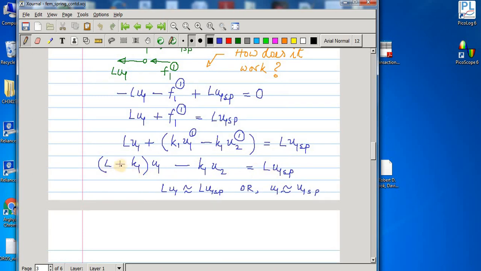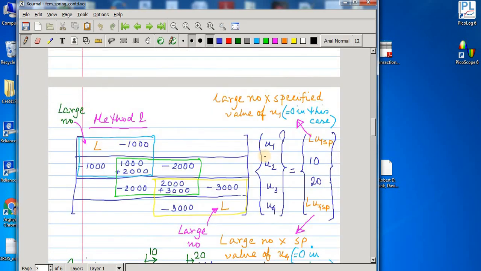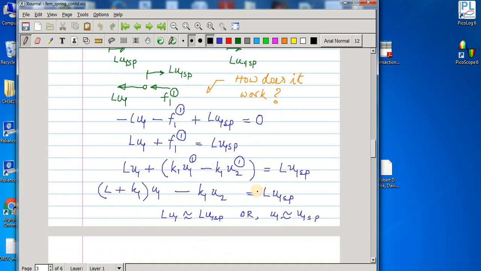And since this L is very large compared to this K1, finally you can write LU1 minus K1 U1 equals to L U1 SP. So that is what is happening. LU1 minus 1000 U2 equal to L U1 SP.